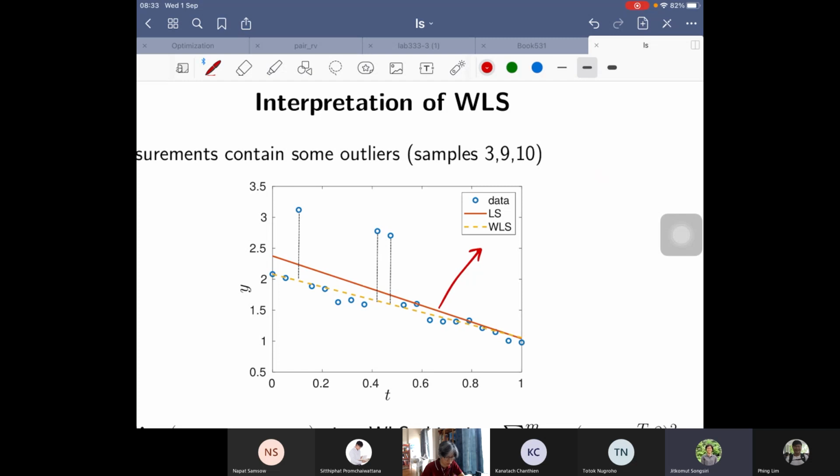Of course, with the concept of linear least squares, you try to minimize the sum of squared errors, and you take into account all the errors from all samples equally. And that's why the straight line given by the linear least squares tilts a bit. It's tilted toward some of the outliers here.